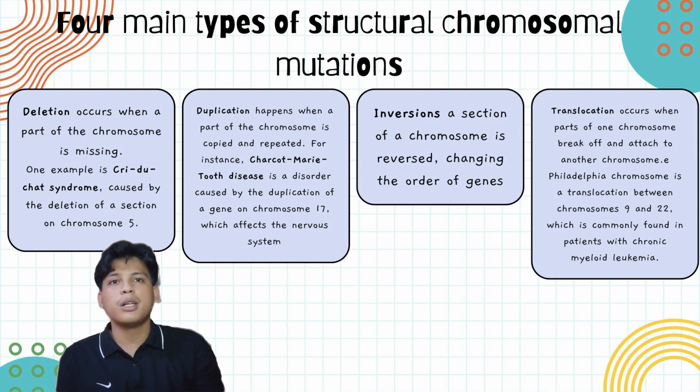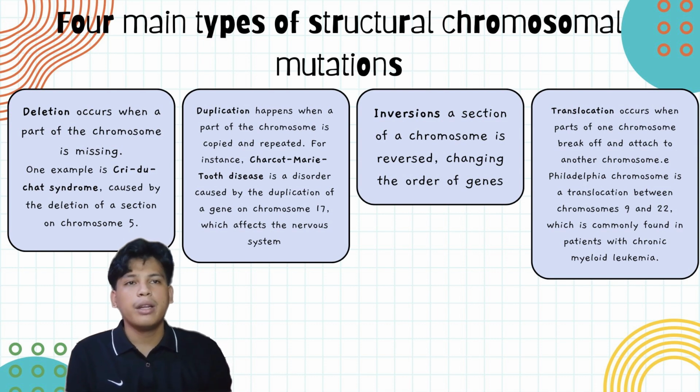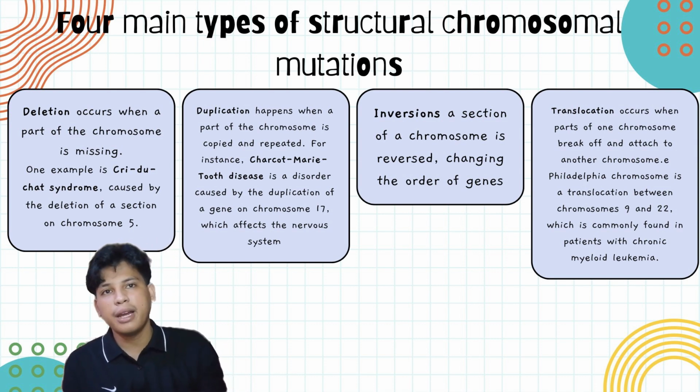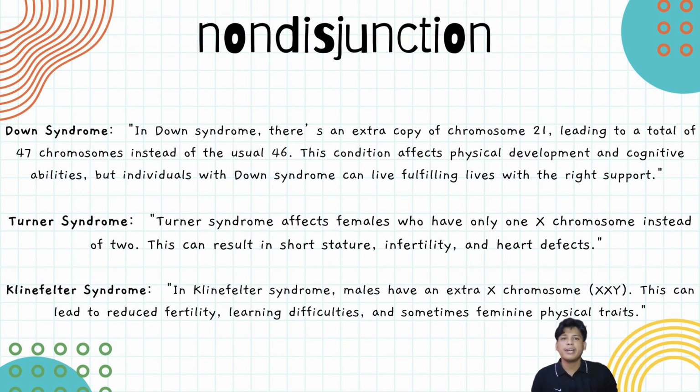Beyond structural changes, chromosomal mutation can also involve changes in the number of chromosomes. This is known as aneuploidy, which occurs when cells have too many or too few chromosomes. This numerical mutation often occurs due to non-disjunction, when chromosomes fail to separate properly during cell division.